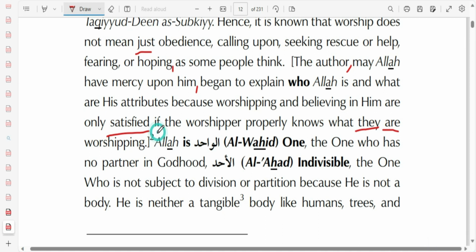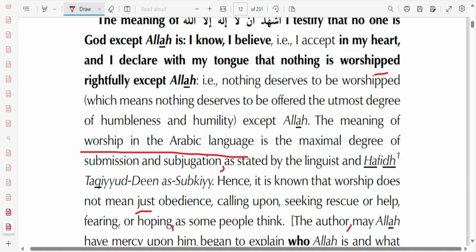But maybe we should stop here so we can start going over the attributes next week, inshallah ta'ala. Do you have any question I can answer for you?